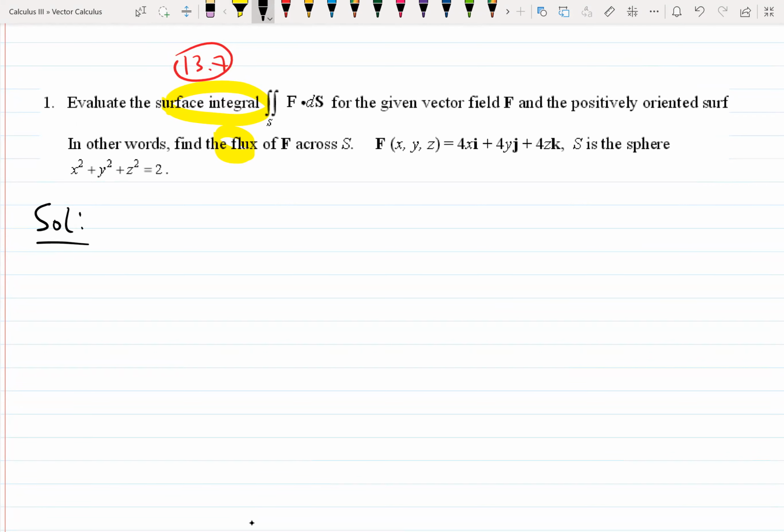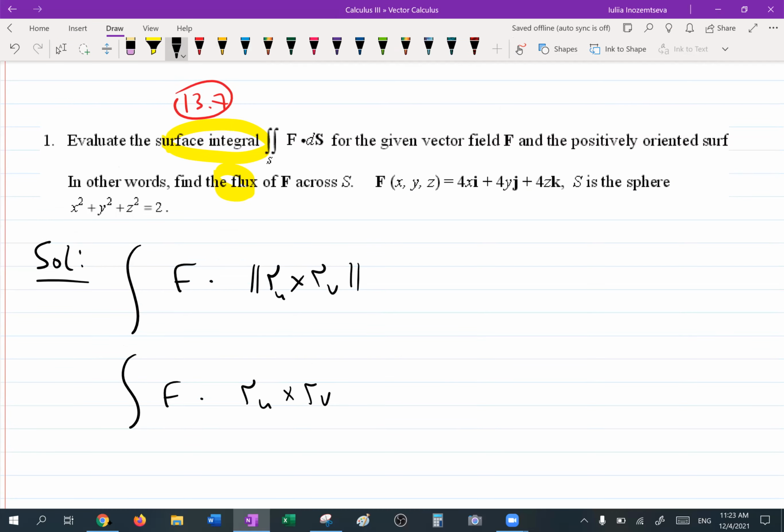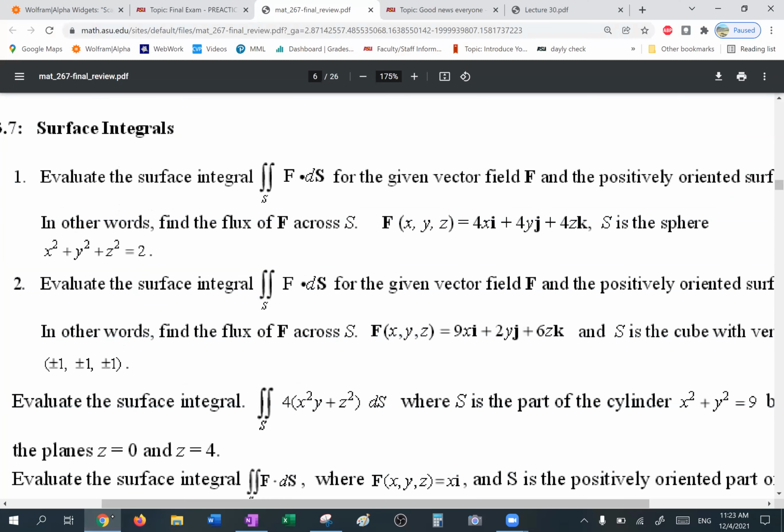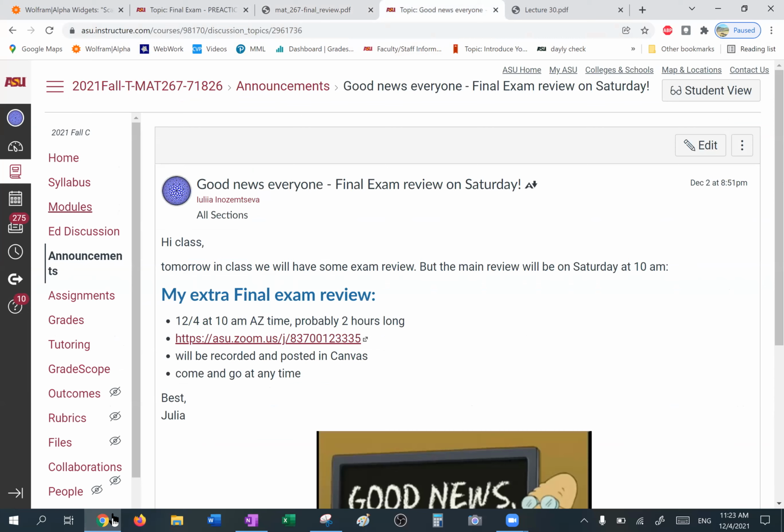And we have two formulas, if you remember. Either we do the formula with the cross product, r_u and r_v, and the magnitude of it, right? Or without the magnitude, r_u cross r_v. So which one is this one? That's what I put in my practice exam, if you remember. Let's see. Which one do you think we should do?